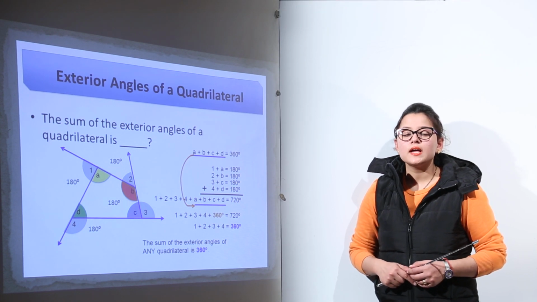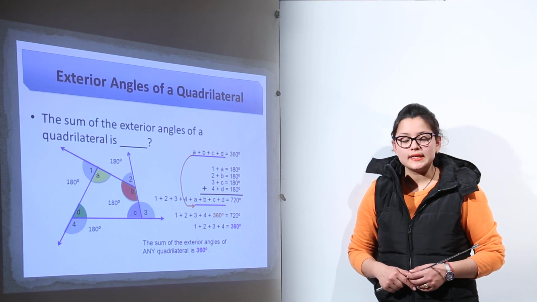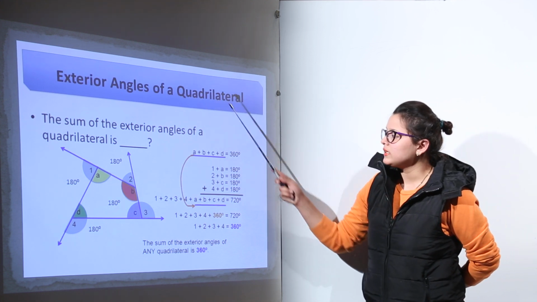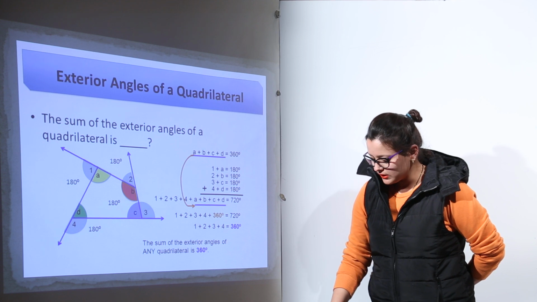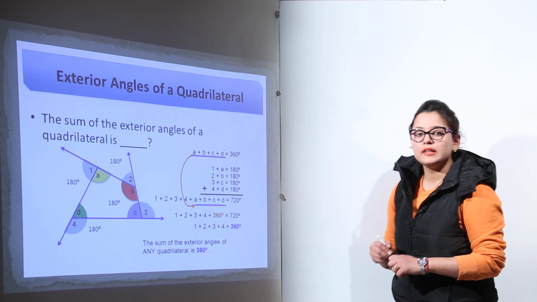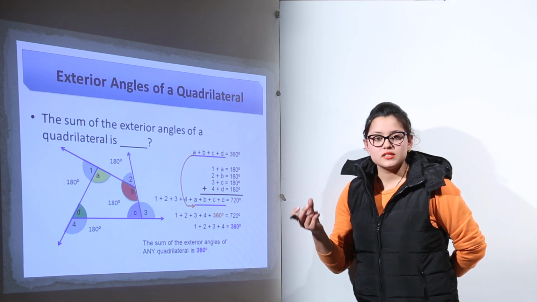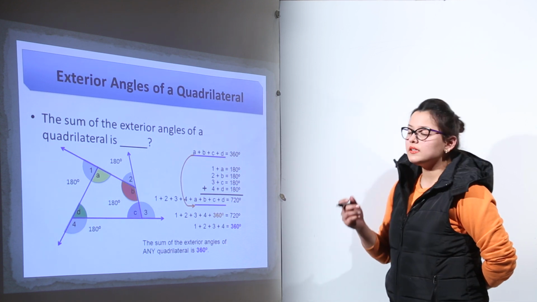We have done the angle sum property of quadrilaterals. The next is the exterior angles of a quadrilateral. Now before moving on with the topic of exterior angles, let us first understand what is the difference between an exterior angle and an interior angle.